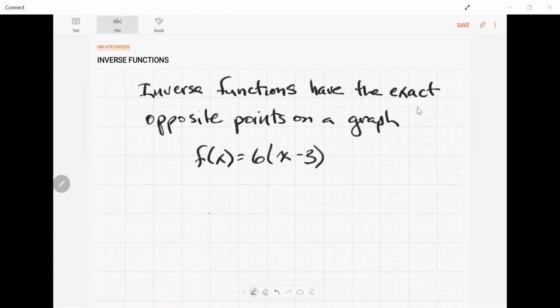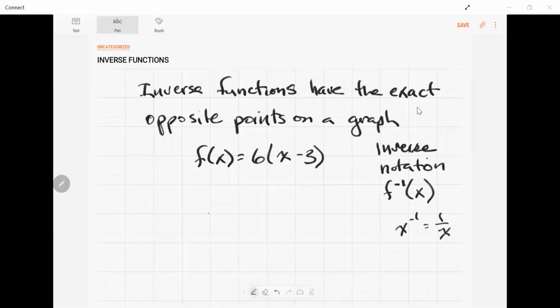Now we want to find the inverse. Here's the new function notation, the inverse notation. The inverse of that function is going to look like this, f of x to the minus 1. That's because anytime we have a negative exponent, like x to the minus 1 is equal to 1 over x. So that's an inverse. I'll put a box around that, which is why it's called that.